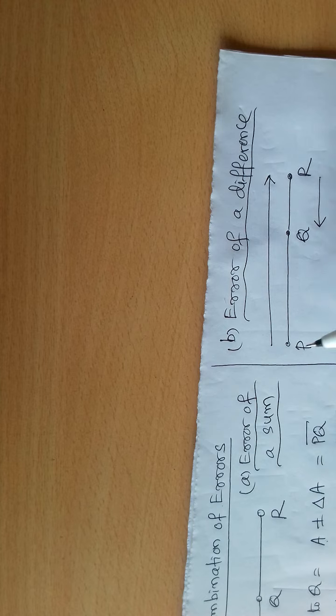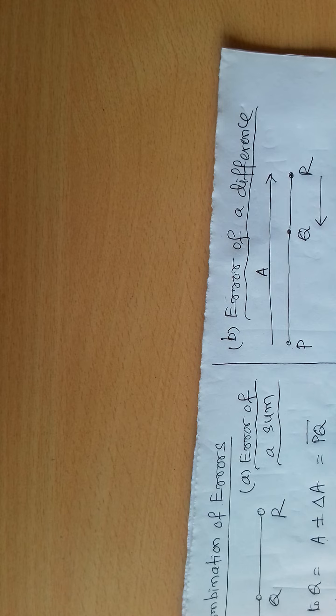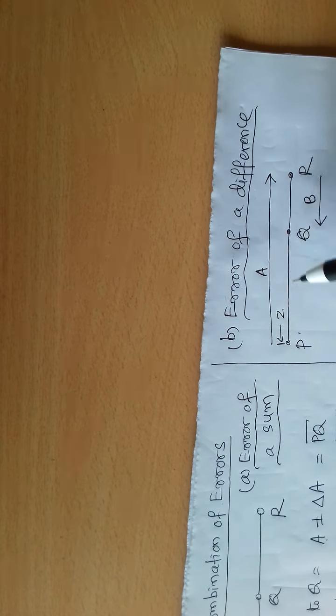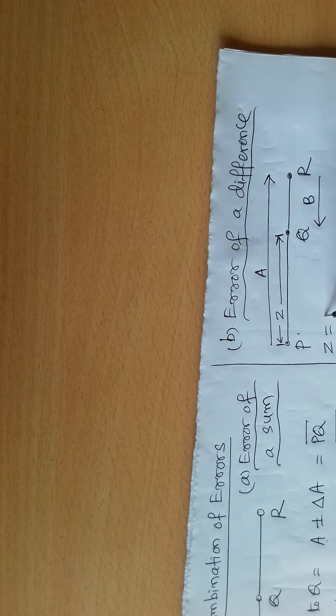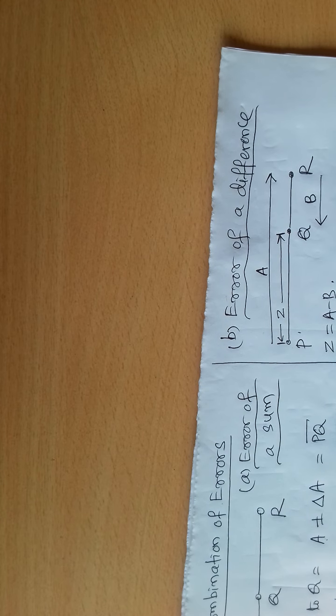Suppose first you travelled from P to R, a distance A. Afterwards you travelled from R to Q, a distance B. So the distance PQ will be how much? If the distance PQ is represented by Z, then you can easily say Z is nothing but A minus B.